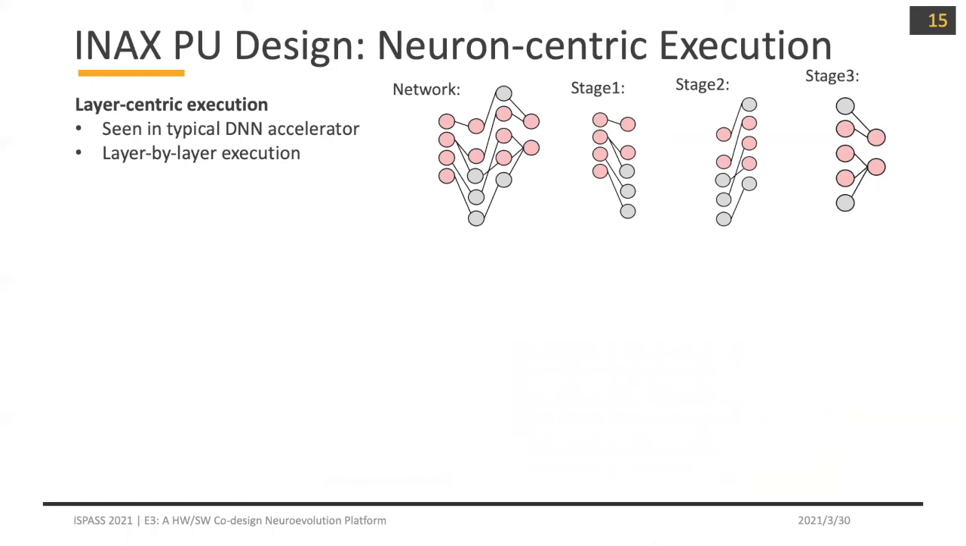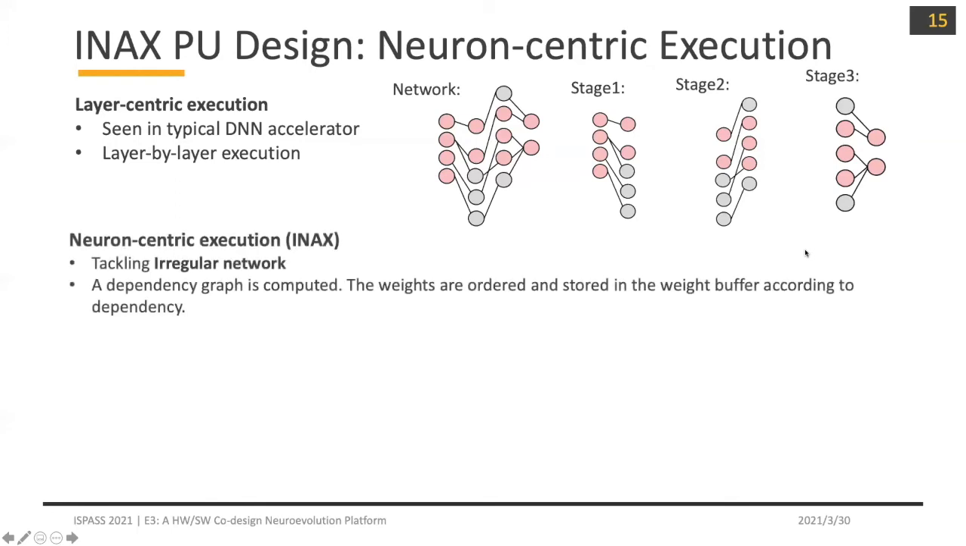Now let's discuss our PU design. So first of all, we look at the typical DNN accelerator, which executes the model layer by layer, and we call it layer-centric execution. So what it does is that it puts the execution of the neural network into multiple stages, and each stage is a layer. So like here, we have a 3-layer neural network, so we have 3 stages.